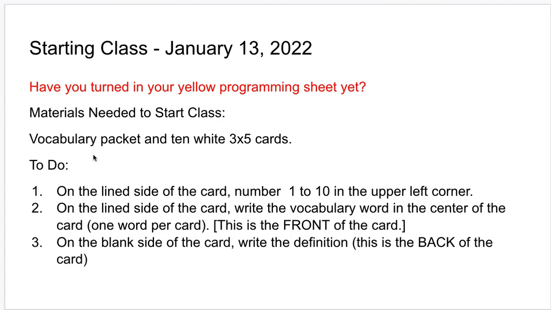Their vocabulary assignment includes the packet that they received for their vocabulary words. Using the first 10 words from the vocabulary packet, they were to first, on the line side of the card, number 1 to 10 in the upper left. Second, on the line side of the card, which is the front, center the vocabulary word. And finally, flip the card over and on the back, the blank side, write the definition. This was the bell work assignment to introduce students to the vocabulary work.